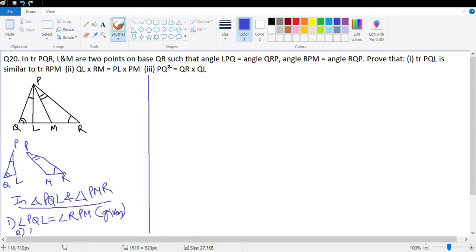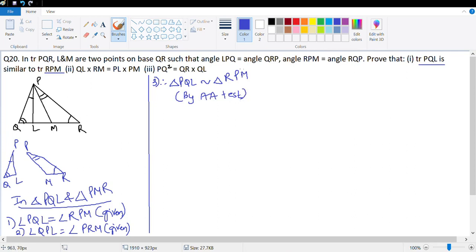Number two would be angle QPL is equal to angle PRM. This is also given, which means that triangle PQL is similar to triangle RPM. That's what they wanted us to prove. It's similar to RPM by the AA test. So the first part of the question is done.